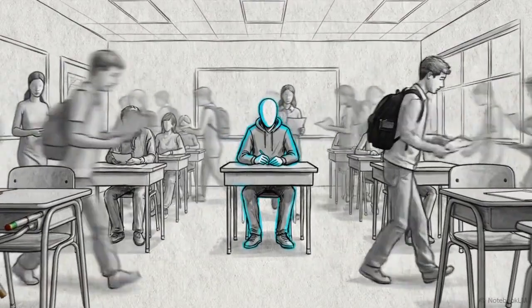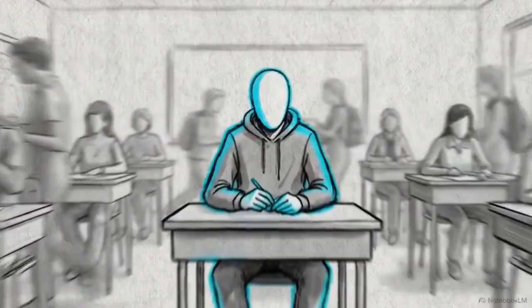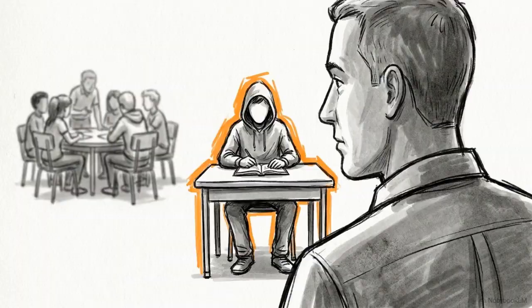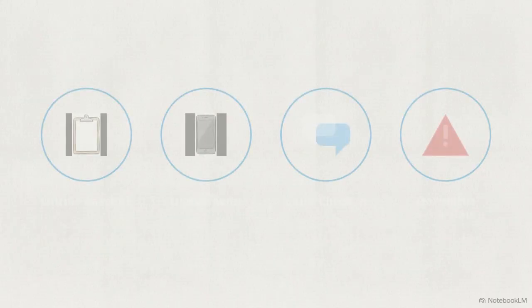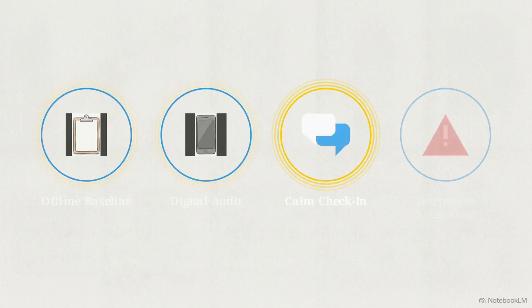A student in distress rarely asks for help directly. Because they often suffer in silence, the adults around them must be the ones to notice the signs and initiate the first conversation. This module provides a 4-step workflow to guide that process: establishing an offline baseline, conducting a digital audit, executing a calm check-in, and finally, documenting and escalating your findings.